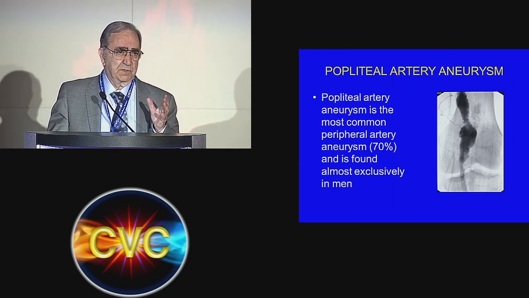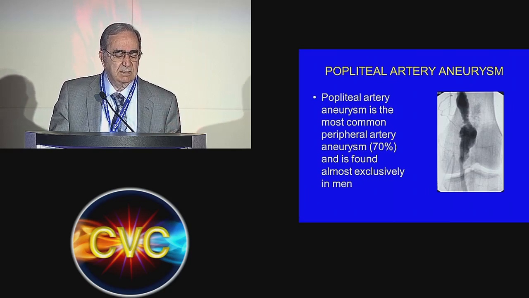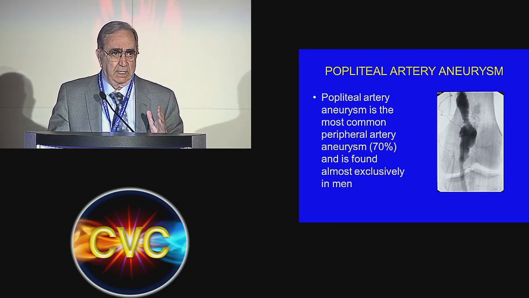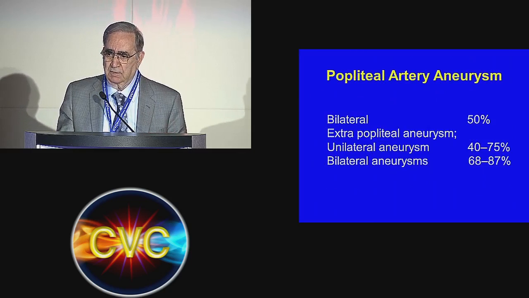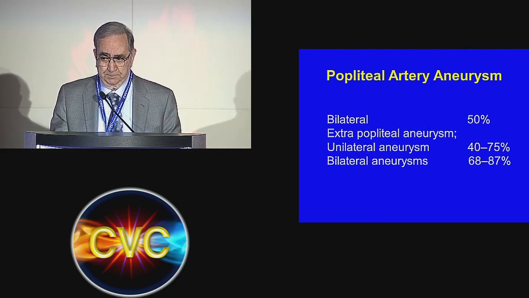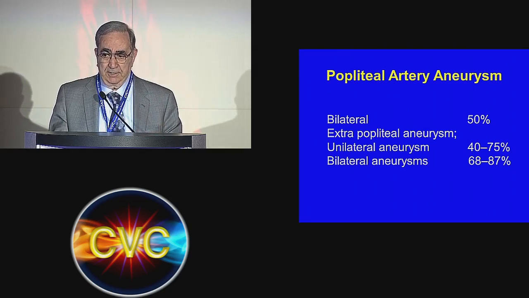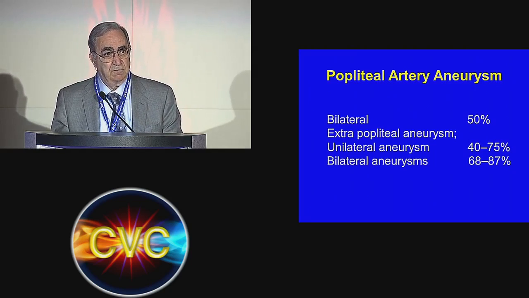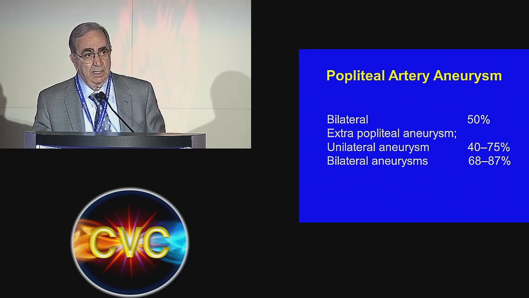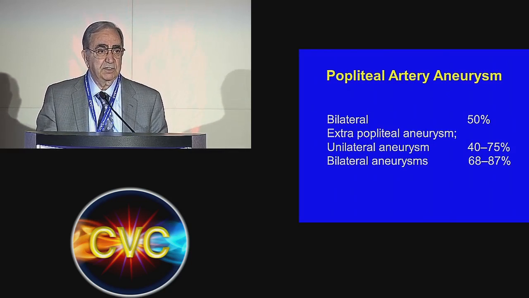Popliteal aneurysm is the most common aneurysm of peripheral arteries, about 70%, and almost exclusively happens in men. It's very rare in females. 50% of popliteal aneurysms are bilateral, and if you have a unilateral popliteal aneurysm, you have a chance of about 40 to 75% to have aneurysms in other areas. If you have a bilateral popliteal aneurysm, your chances are 68 to 87%.